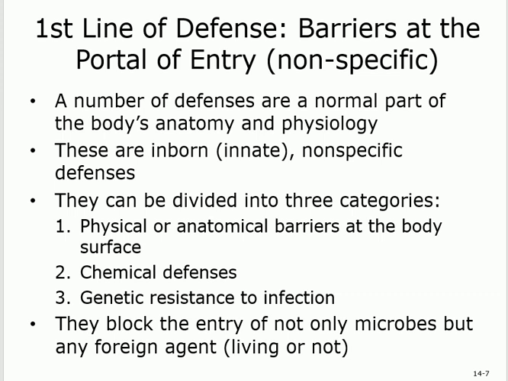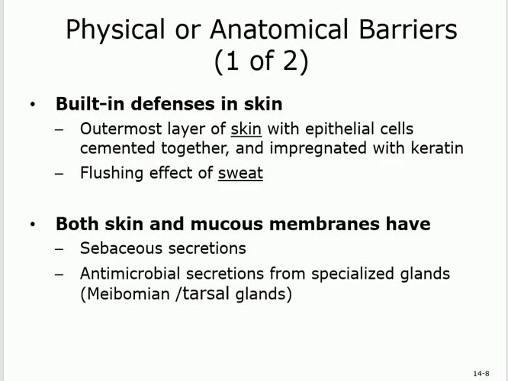So details. First line of defense, these are the barriers. Is that specific or non-specific? First line. Non-specific. How about the second line? Non-specific. The third is the only one that is specific, which is T and B. So the first line, which is non-specific, is basically physical barriers, chemical barriers, genetic barriers. All of these are going to block, and they work together to block anything that's trying to enter.